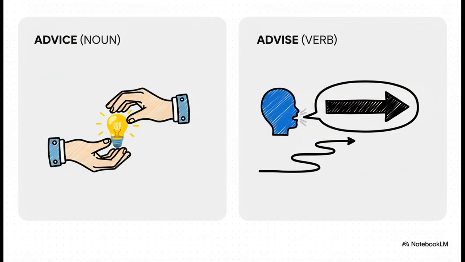Here's another classic noun versus verb mix-up, advice and advise. The trick here is in the spelling. Advice with a C is the noun. It's the thing you give someone. Think of it like a piece of ice. It's a thing. Advise with an S is the verb. It's the action of giving the recommendation. So, I can advise you to listen to my advice.